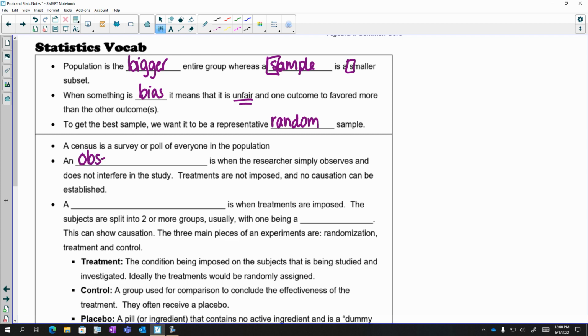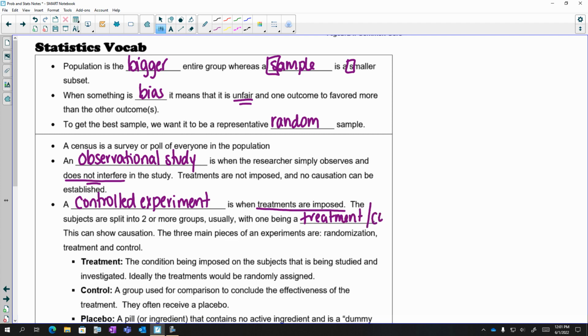An observational study is where the researcher simply observes and does not interfere with the study. Treatments are not imposed and no causation can be established. A controlled experiment is when treatments are imposed. The subjects are split into two or more groups. Usually, one is a treatment and one is a control.